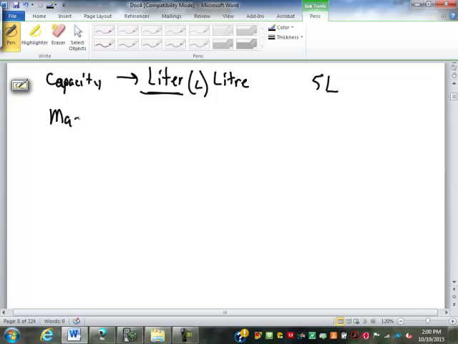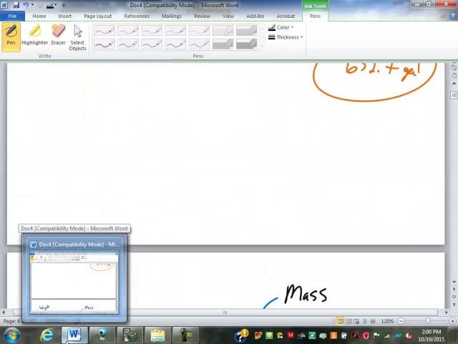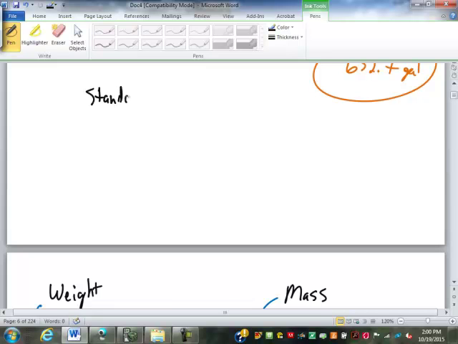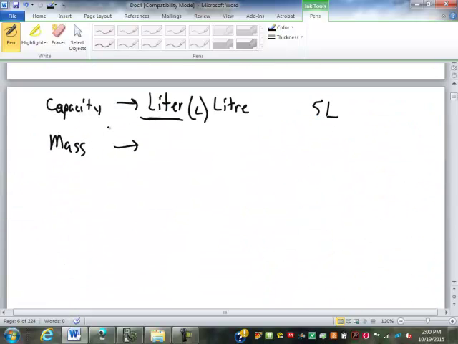For mass, notice I said mass, not weight. In the metric system, they tend to focus on mass. By the way, in the standard system, there is a unit of mass. Anybody know what it is? Standard mass is a slug. 1 slug is 32 pounds. It's a pretty big slug. Most people have never even heard of that unit. This doesn't get used very much.